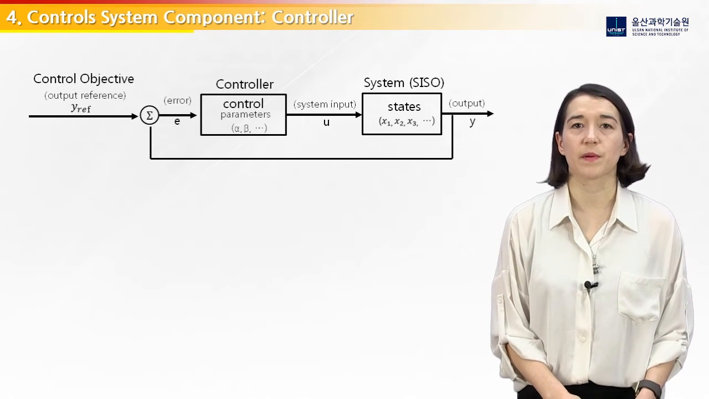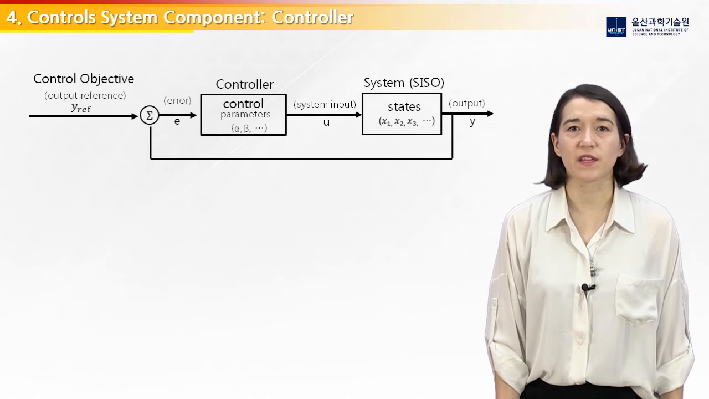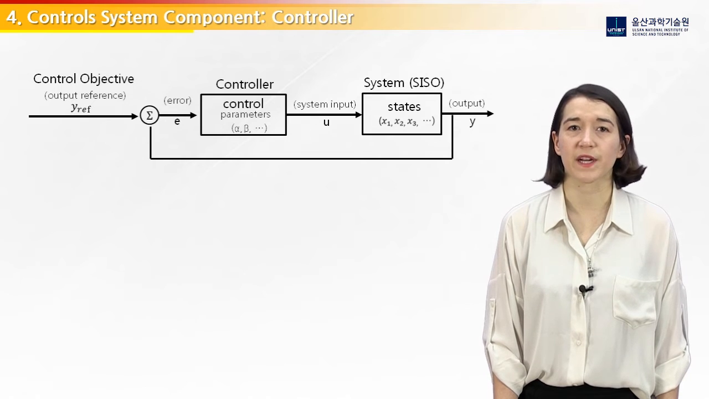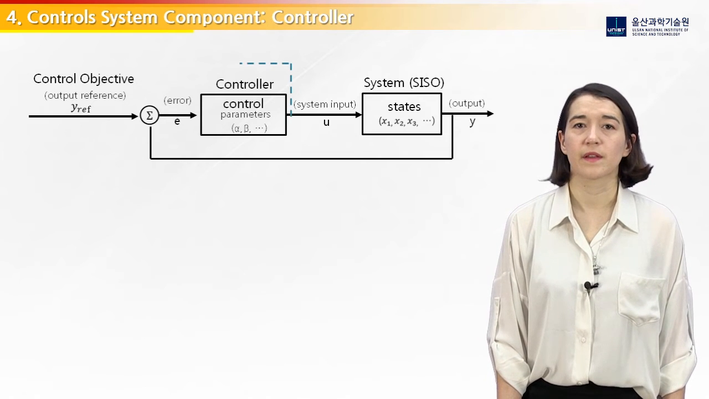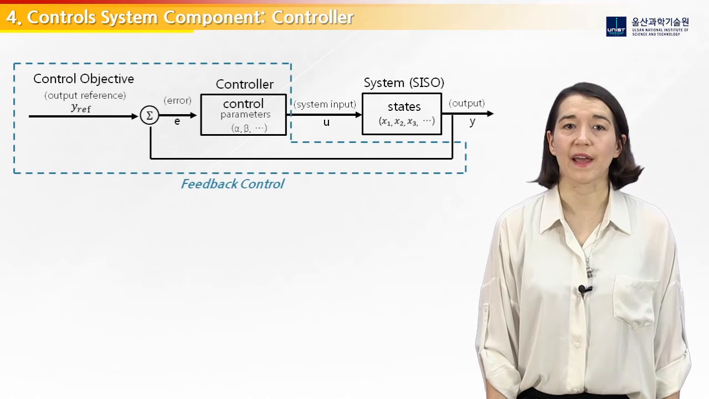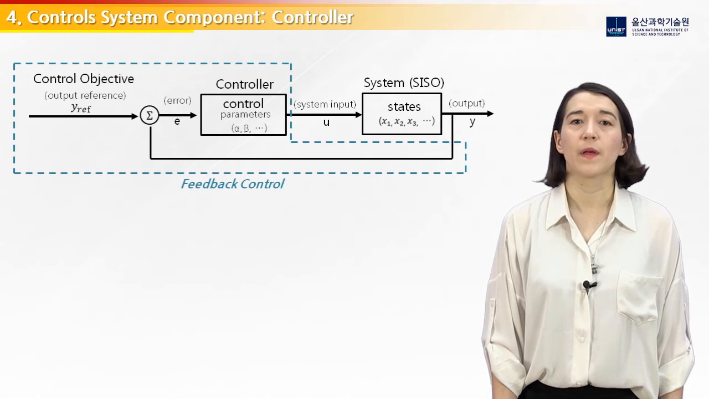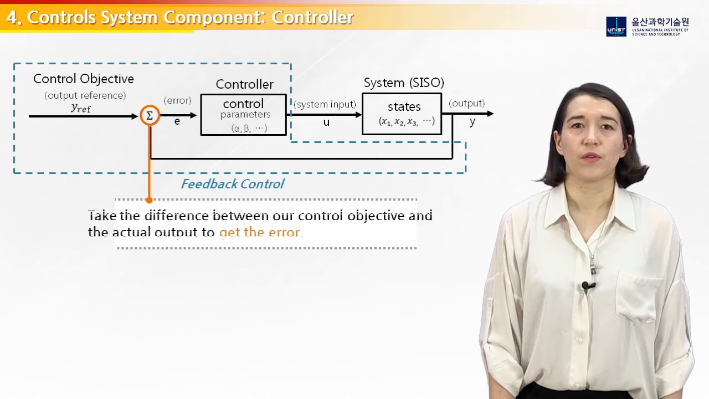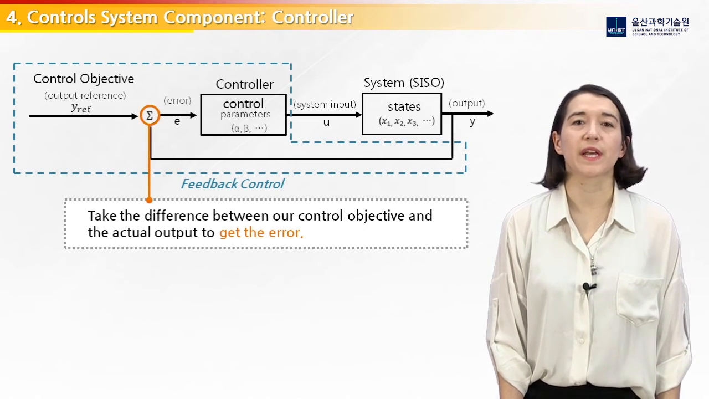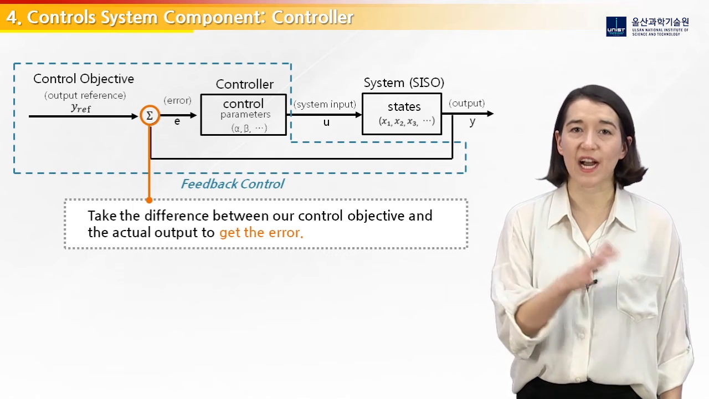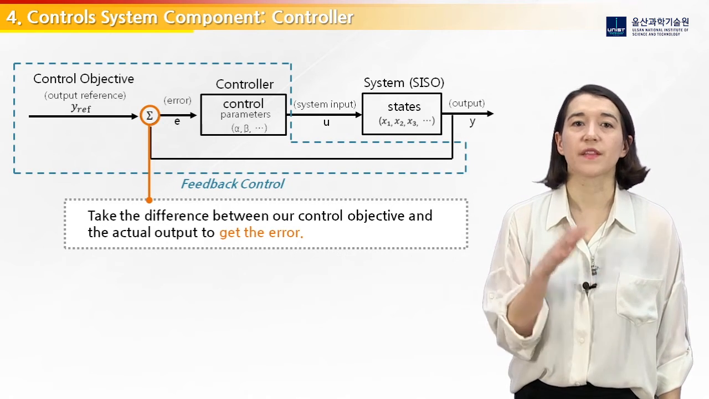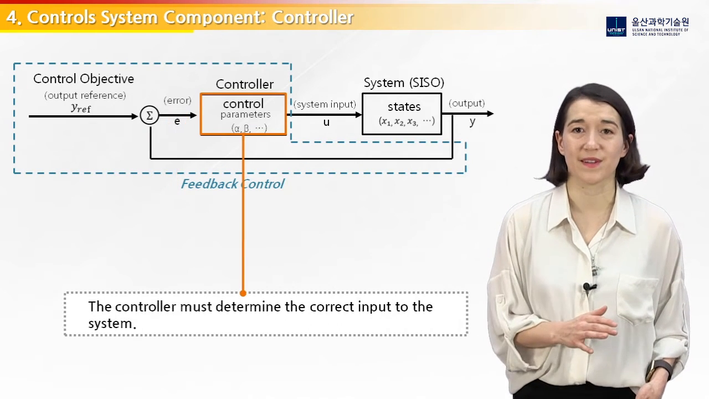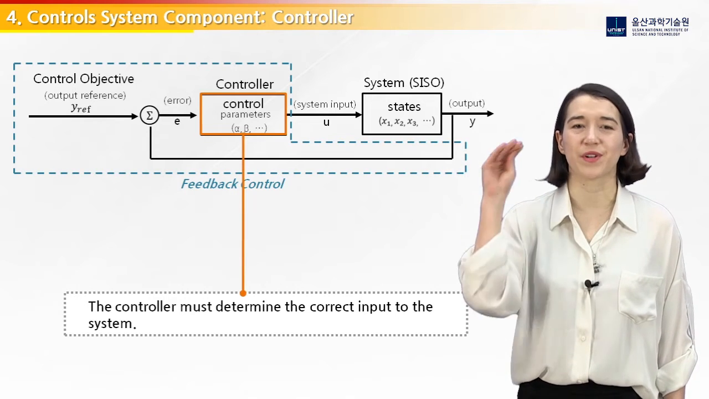The last control system component is the controller. In this video, we are looking specifically at feedback control, and the general diagram for feedback control is shown here. Here is our system modeled as a SISO system. The output that we are trying to control and our control objective for that output. For the feedback control, we take the difference between our control objective and the actual output to get the error. This error is fed into the controller, and the controller must determine the correct input to the system that will cause the system output to reach the control objective.